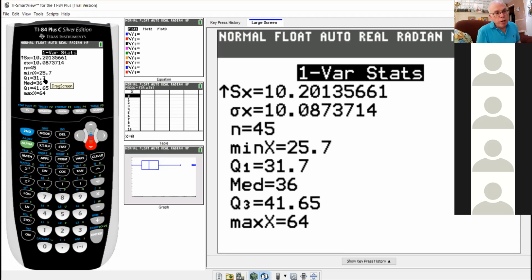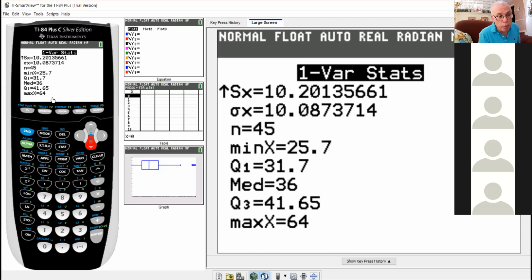Q1 is what's called the first quartile, or quartile number 1. It's also called the 25th percentile. We'll talk about percentiles in a minute, but what that means is that 25% of the data is lower than that value. The median, we have 36. That's the Q2, by the way, it means 50% of the data is less than that value. And Q3 is also called the 75th percentile, meaning 75% of the data is less than 41.65. And then, of course, we have our maximum value of 64. So that's called the 5-number summary.